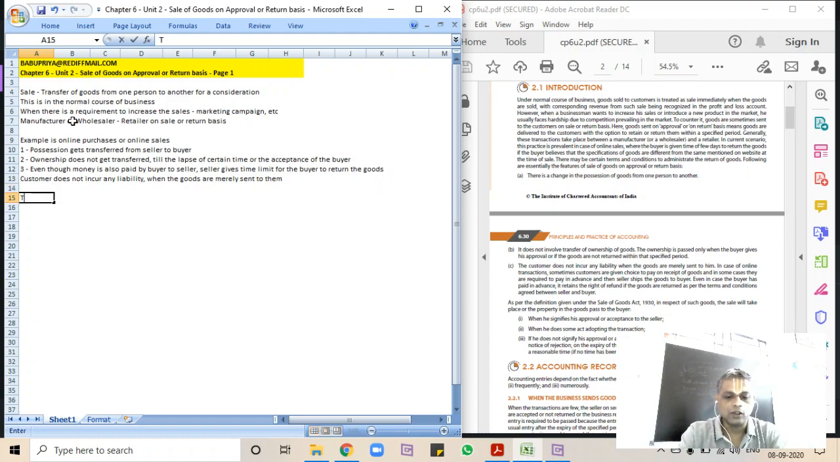So this can also be seen in the Sale of Goods Act, where we could have studied about the deemed acceptance, etc., right? Sale of Goods Act 1930. There are certain accounting entries that need to be passed.